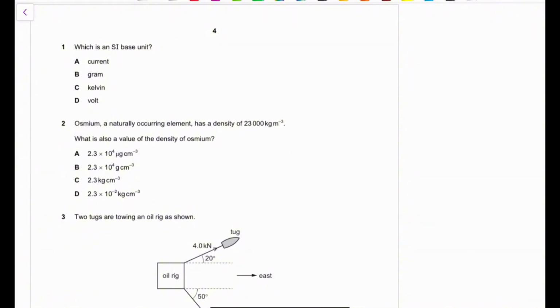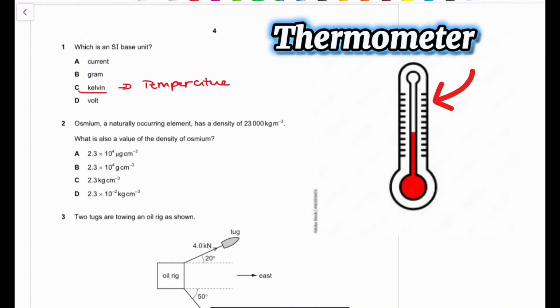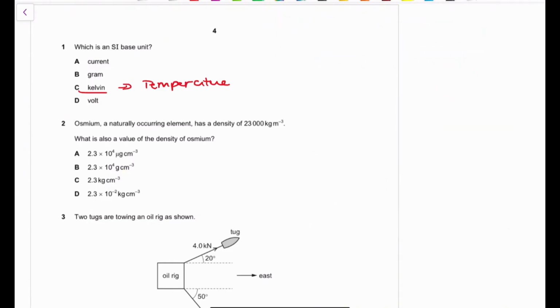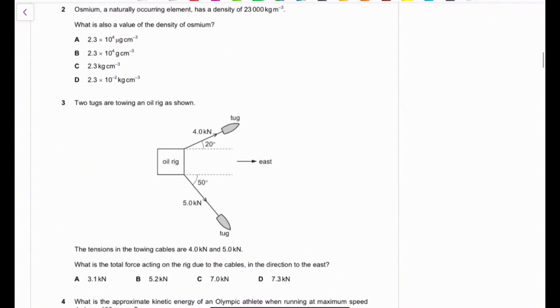In a similar way, the Kelvin is the SI base unit for temperature. Okay, so the SI base unit for temperature is the Kelvin. So whenever we have a thermometer, we might be given degrees Celsius, but the SI base unit will be the Kelvin, which is C. Moving to question number two.